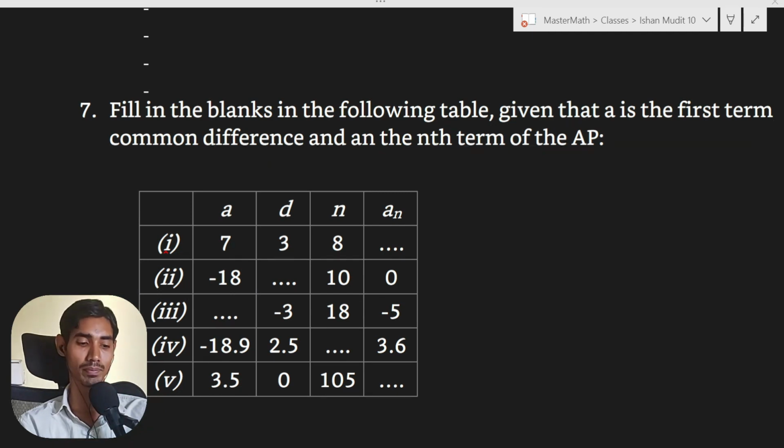Yes, Mohita. The first one, AN is equal to 7. No, sorry, 28. Okay, 7 times 3 is 21 plus 7 is 28. That's the right answer. Good.